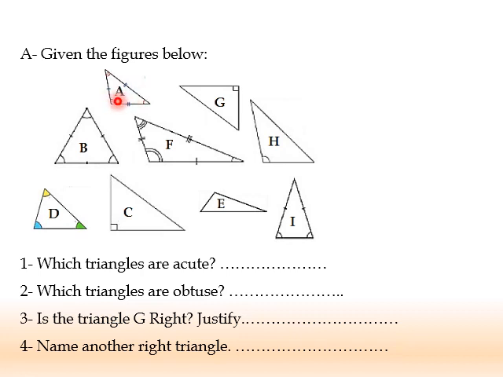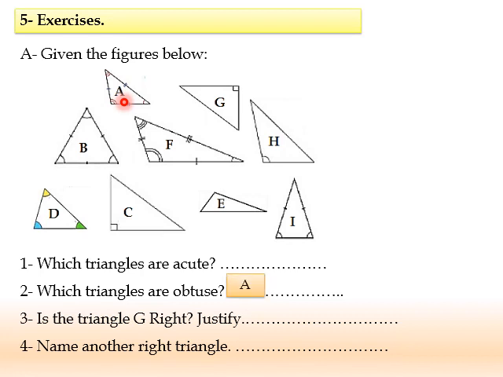This angle here is an obtuse angle. It's greater than 90 degrees. So triangle A is classified as an obtuse triangle. What about B? I have to look at the angles here. This one is acute. This one is acute, and the third one is also acute, so triangle B is classified as an acute triangle. What about C?